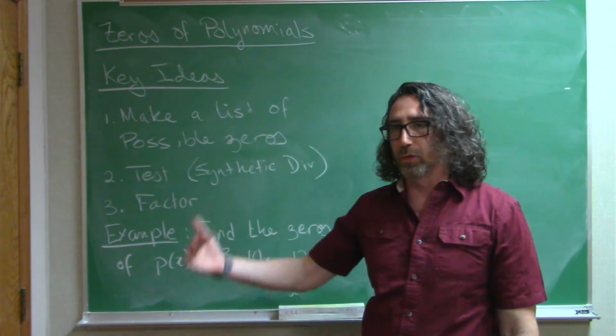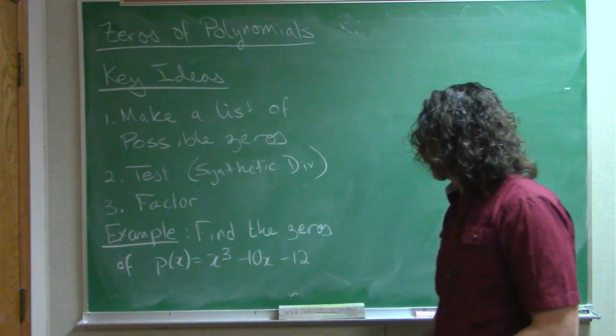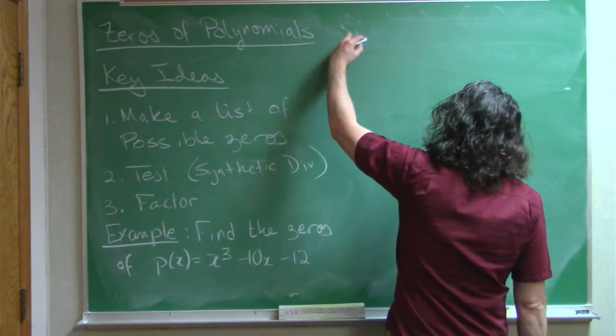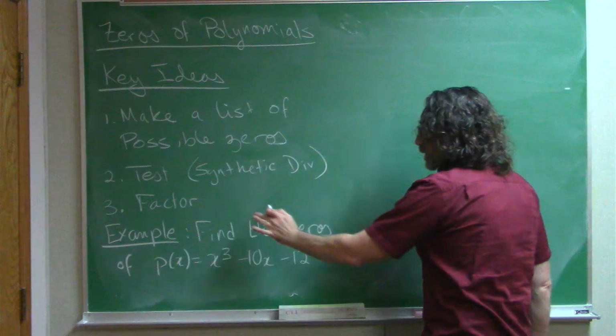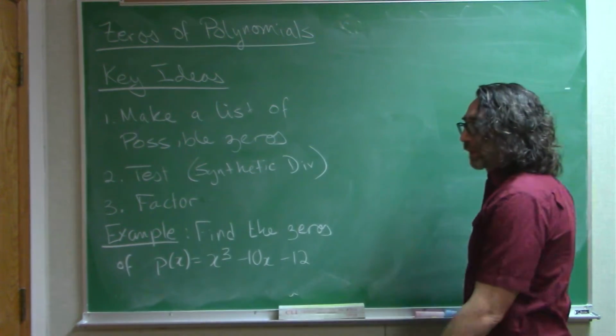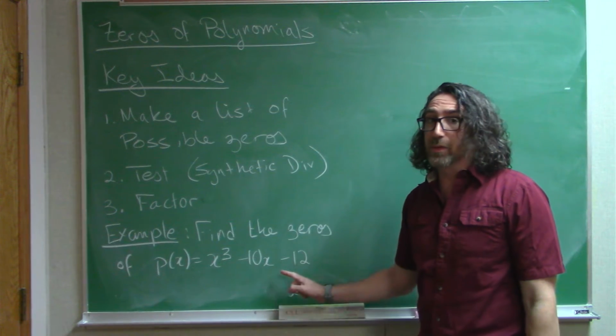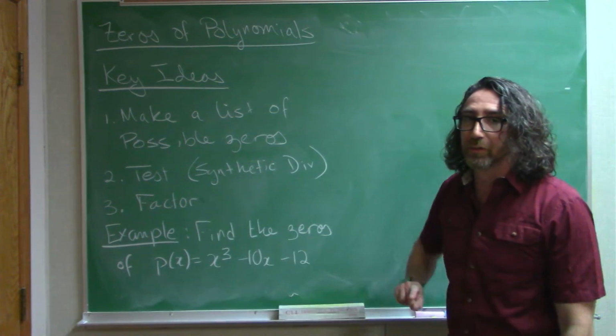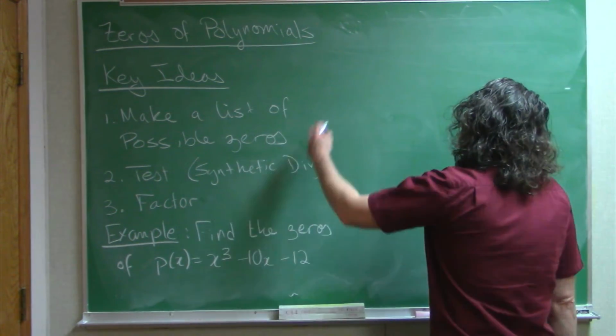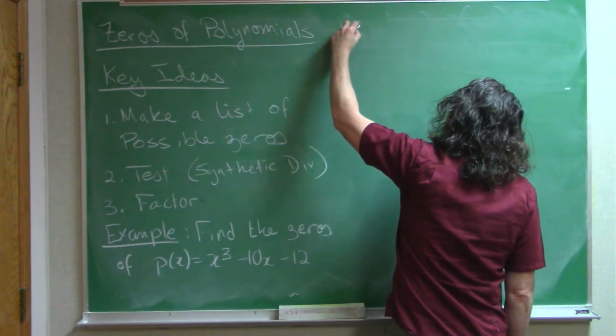Okay, so I want to do an extra example in this video of the importance of doing this, because it's going to be the case here that some of the zeros don't show up on the list. Okay. So let's start with the list.